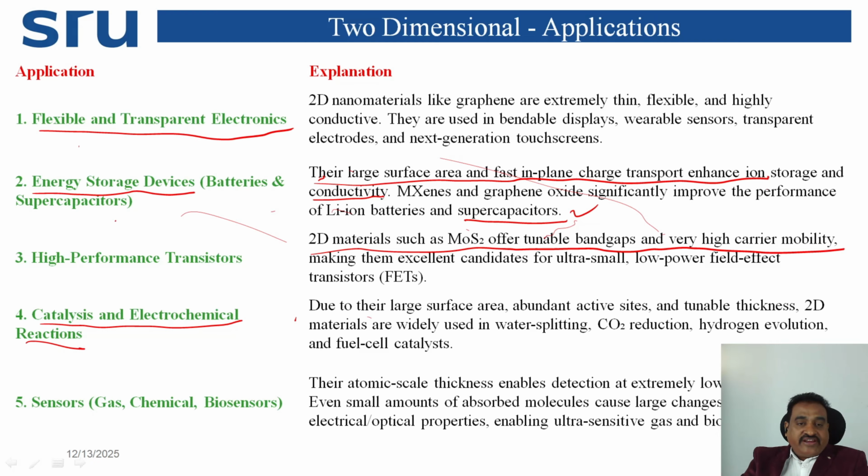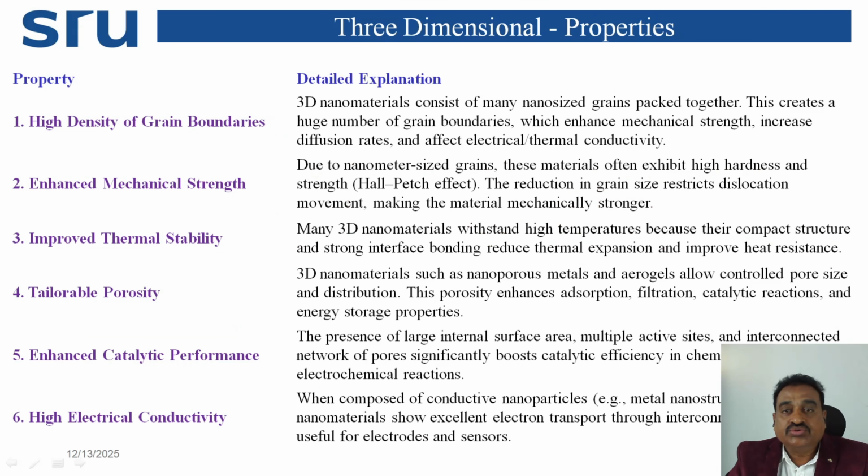The two-dimensional nanomaterials are used in sensors, that is gas sensors and chemical biosensors. Due to the atomic scale thickness of two-dimensional nanomaterials, detection at extremely low concentrations is enabled. Even a small amount of adsorbed molecules causes large changes in electrical and optical properties, enabling ultra-sensitive gas sensing and biosensing. Coming to three-dimensional nanomaterials properties.